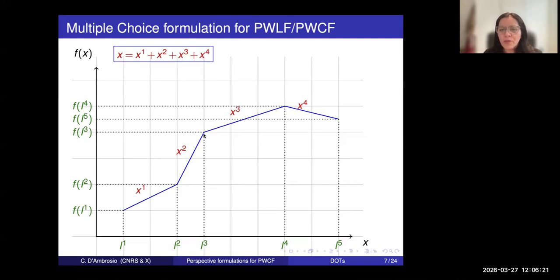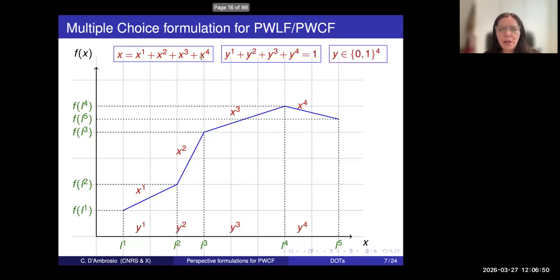So let's now introduce some variables. Besides x, we also have four other variables that we call x1, x2, x3, x4, each of which corresponds to one of the segments, so to one of the pieces. And x will be just the sum of these 4 variables, which are continuous.